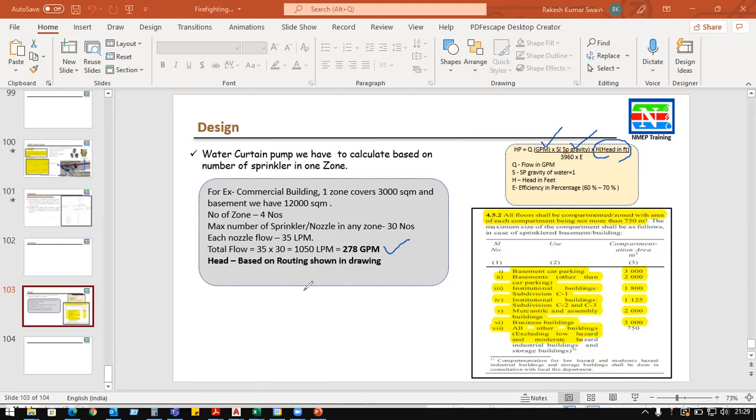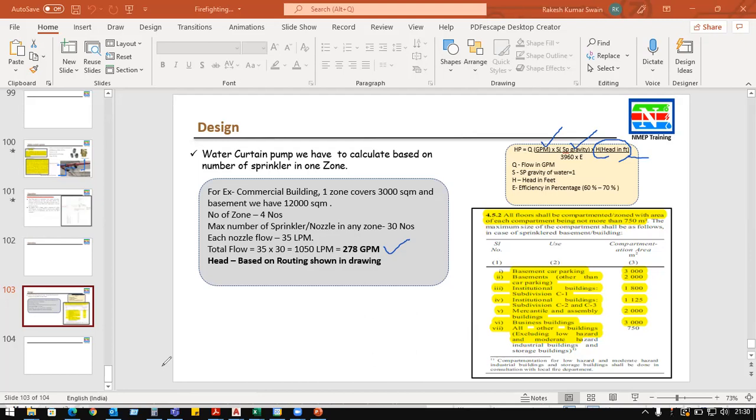Q into specific gravity into head divided by 3960 into efficiency. No, that is HP. I am talking about head, only head. The task I have given, no one has replied. Only Ajit has replied, Shiv Kumar has not replied. H2, H3, H4, H5, H6 plus 10% safety factor. Right, all are interlinked.